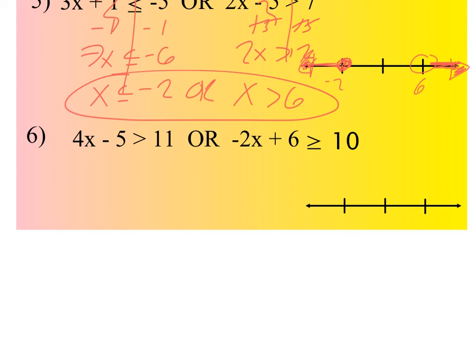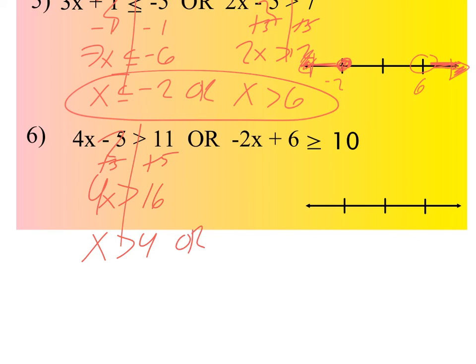So again, same thing. I'm going to start off with the inequality on the left. I'm going to add 5 to both sides. 4x is greater than 16, it looks like, if I do that. And divide both sides by 4. X is greater than 4. Okay? Or, and now I'm going to solve the other one. I'm going to change color here just because I know what's coming up. And maybe you can see it too as you look at that problem. I'm going to subtract 6 from both sides. I'm going to get negative 2x is greater than or equal to 4. And now what am I going to do? I'm going to divide both sides by negative 2.